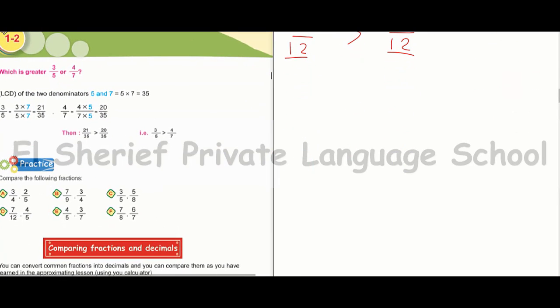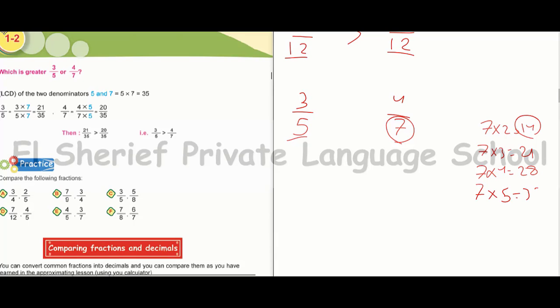We have another example: 3 over 5 and 4 over 7. We look at the greatest denominator, 7, not divisible by 5. So multiply 7 by 2 equals 14, not divisible by 5. Multiply by 3 equals 21, not divisible. Multiply by 4 equals 28, not divisible by 5. Multiply by 5, 35 is divisible by 5. So put 35 in the denominator.